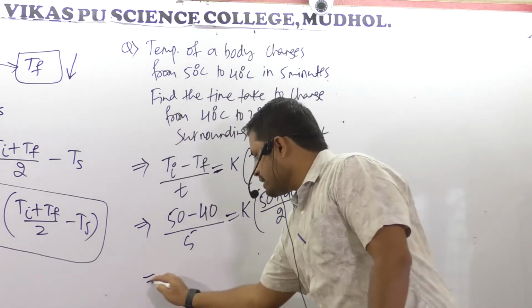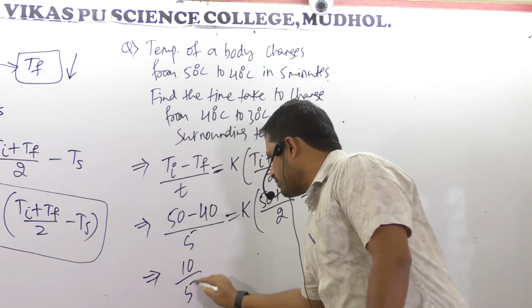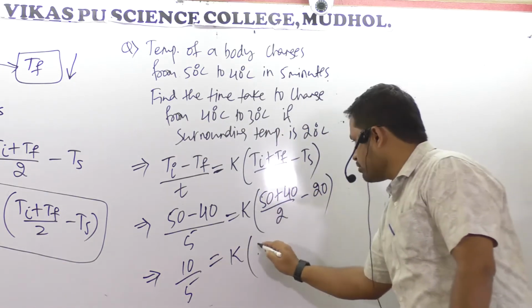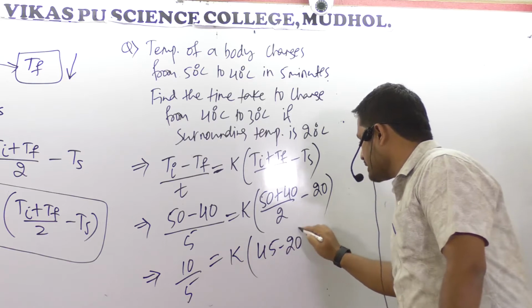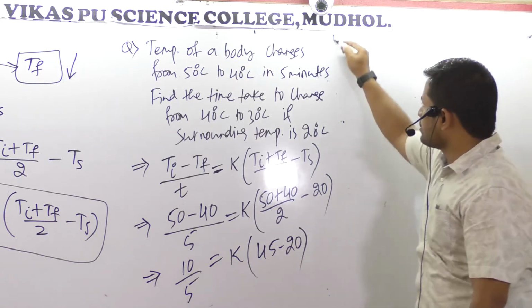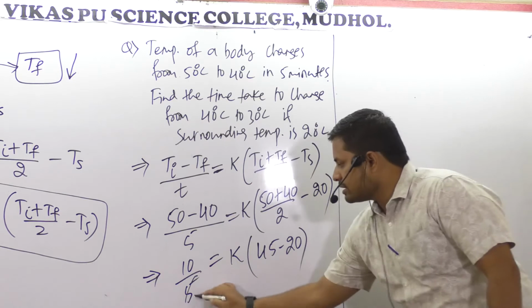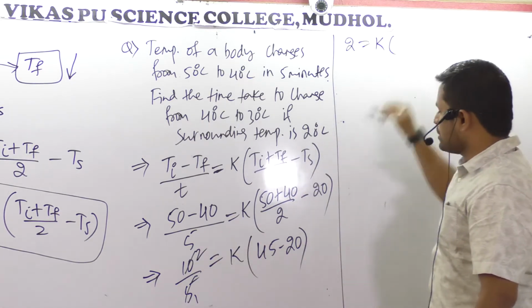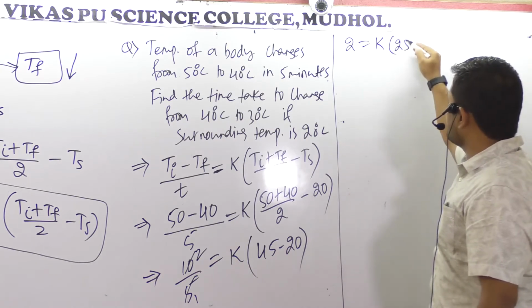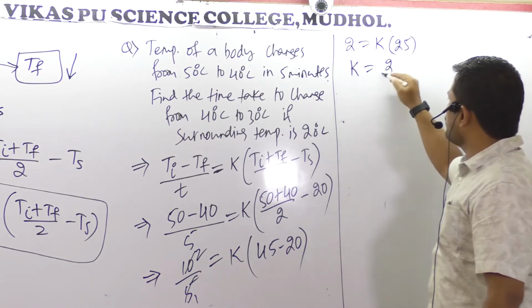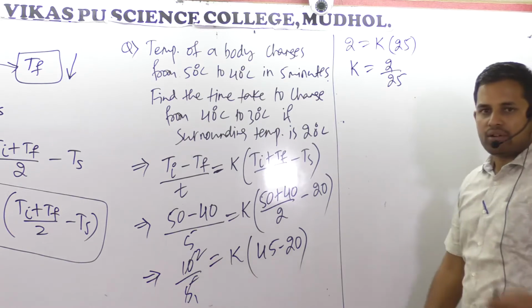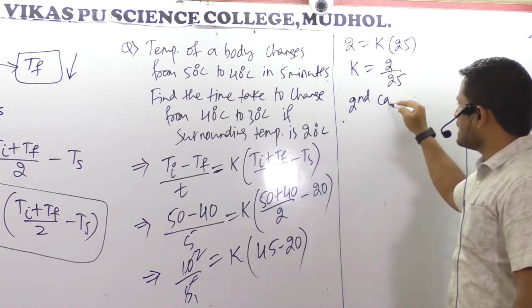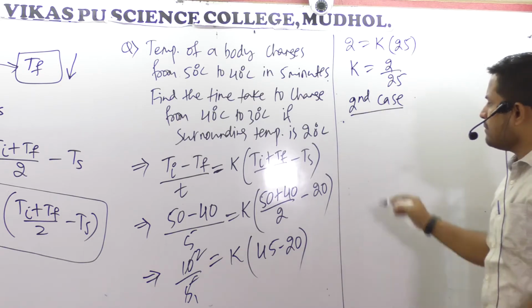So 50 minus 40 is going to be 10. 10 over 5 is equal to K bracket. 50 plus 40 is 90, 90 by 2 is 45. So 45 minus 20. Is it alright? Let me carry this forward. 5 ones are 5, 5 twos are 10, so 2 remains here. 2 is equal to K bracket, and 45 minus 20 will be 25. So the value of K will be 2 over 25. I got the value of K now. Now the second case. What is the second case? For the second case also, nothing will change as usual.